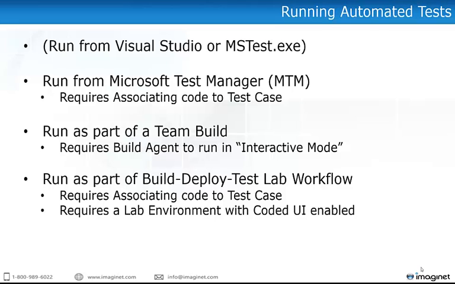The coded UI test can be run as part of a team build. This requires your build agent to run in the interactive mode so that it can interact with the desktop. Finally, you can run these tests as part of a build, deploy, test lab workflow. This also requires associating the code to the test case and also requires a lab environment to be set up with the coded UI function enabled.